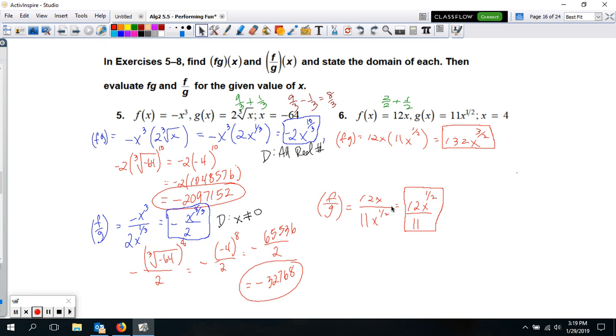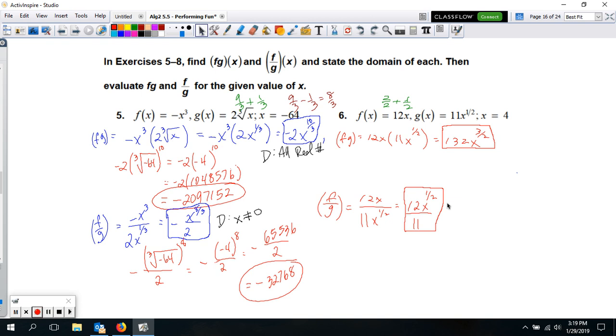So you always got to get the variables together. You can't leave your answer with a variable on top and bottom unless they're different variables. You can't leave the same x on top and bottom. You have to get those together. So always move the smaller one to where the bigger one is.